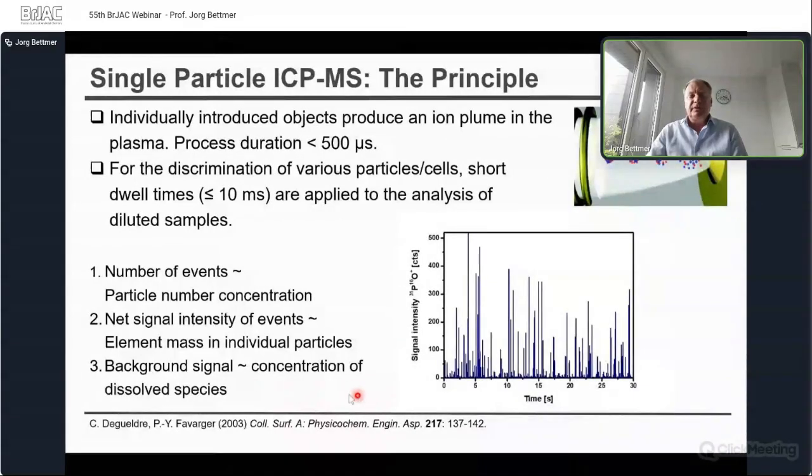And then the third piece of information you can get out of it is the background signal, which gives you the information about the element that is not bound to any particle or cells in this case.